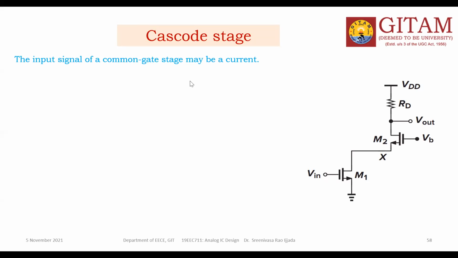So now see Cascode. In the last class, we discussed about the Cascode. What is the beauty of the Cascode stage? So in the Cascode, it is a simple thing. We have two types of configurations.